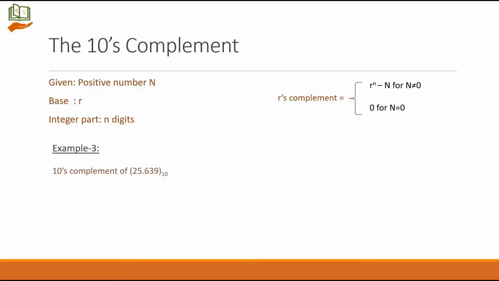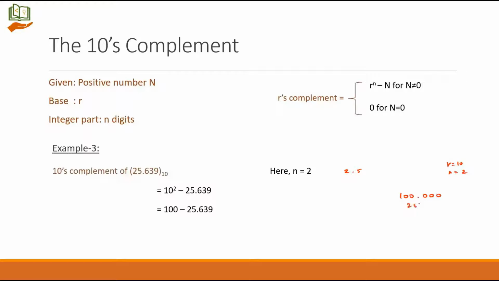What happens when there is an integer part as well as a fractional part? Here also the count will be taken for the integer part alone. So the integer part count is 2 digits are present, 2 and 5. Now the base is 10 and the power is going to be 2. So 10 power 2 minus 25.639. This will be 100 minus 25.639.